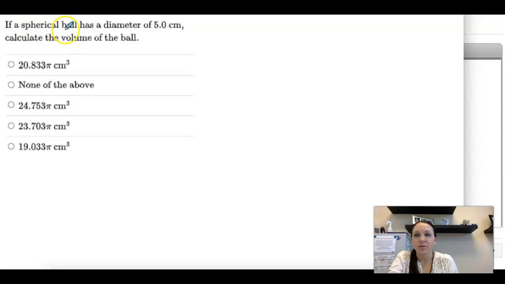So if a spherical ball, so a sphere, has a diameter of 5, calculate the volume. So SA is for surface area, V is for volume, and we use this formula. And all I need is R, which is the radius. So you need to know that the radius is half of the diameter. So I'm going to take 5 divided by 2, which is 2.5. That's R.